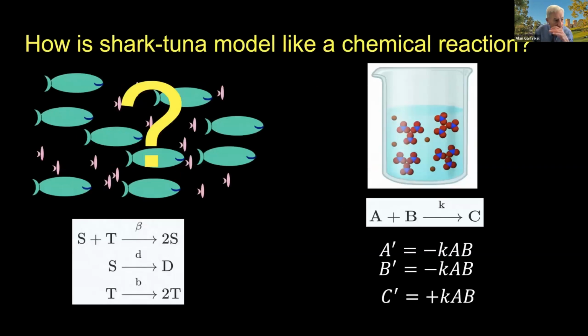We stress dynamical analogies. The shark tuna model is exactly like the model for a chemical reaction in which sodium bumps into chloride and they form sodium chloride. So there's a complete dynamical analogy between population dynamics and chemical population dynamics.